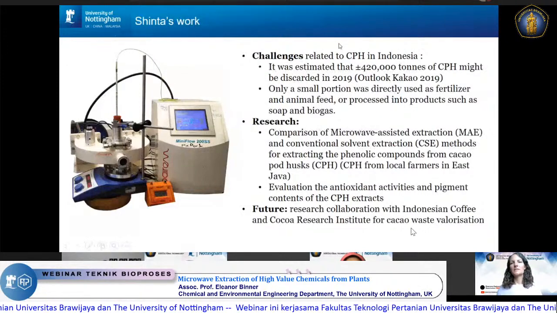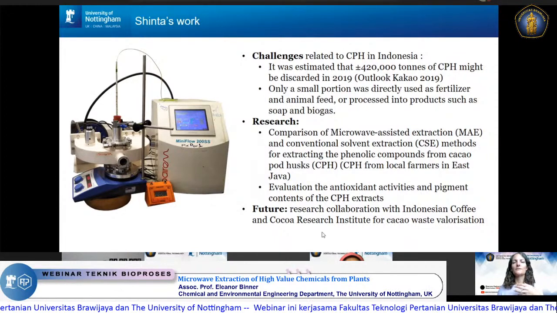And what she's doing is looking at the challenge of cacao pod husks in Indonesia. An estimated 420,000 tons might be discarded every year, and only a small portion of this is directly used as a fertilizer or animal feed. So the rest of it is wasted. She's looking at finding some applications for this, focusing on microwave-assisted extraction.